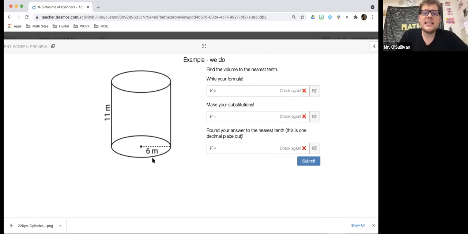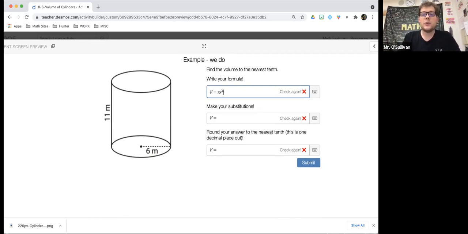So we have this cylinder right here, and we are going to do it as if we were to do this on a piece of paper. We're going to write down our formula, make our substitutions, type it in the calculator, and then get our final answer. So it says, write your formula. So the first thing I'm going to do is write my formula, which is pi r squared h. So I typed in my formula 100% correct.